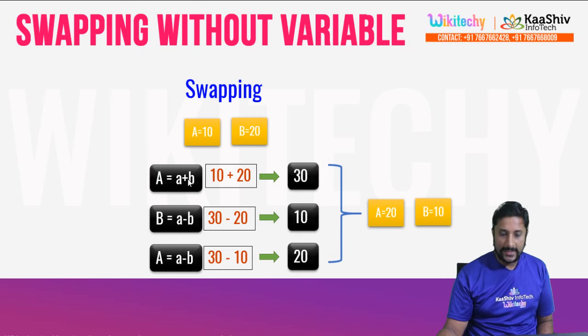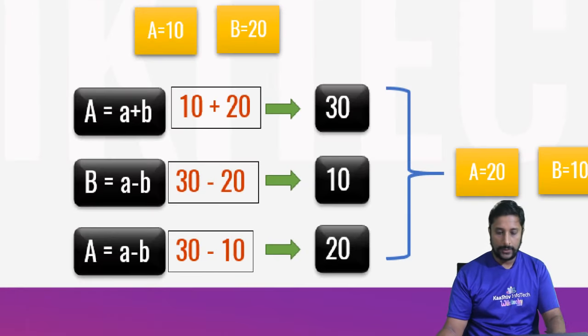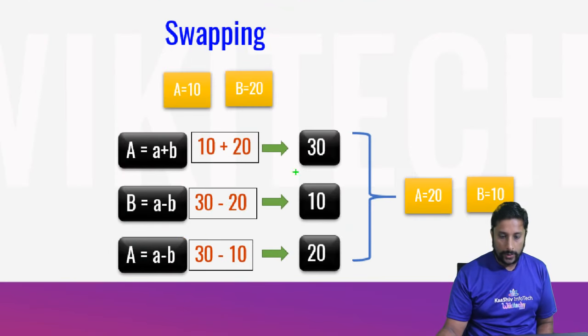So a is equal to a plus b, so 10 plus 20 I got 30. So b is equal to a minus b, 30 minus 20 I got 10 now. And a is equal to a minus b, 30 minus 10. See over here I got 30. So now the b value is a minus b. Obviously my a value is 30 here.